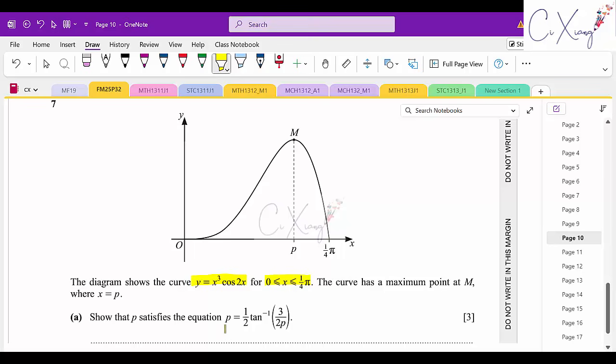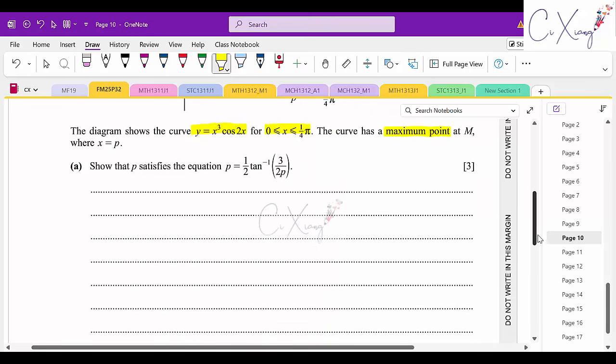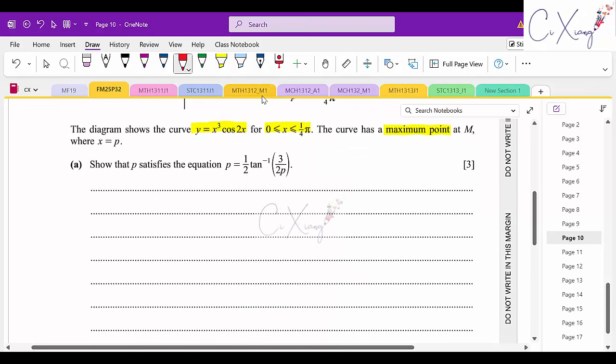So before we can show it, we need to know where to start. The p basically is the x coordinate of the maximum point, right? So highlight the keyword maximum point. Every time you want to find the maximum point, we need to apply differentiation. You need to find the dy dx first. After you find the dy dx, you have to let it become 0. Then only can you get the x coordinate for the maximum point. So this is what we are going to do.